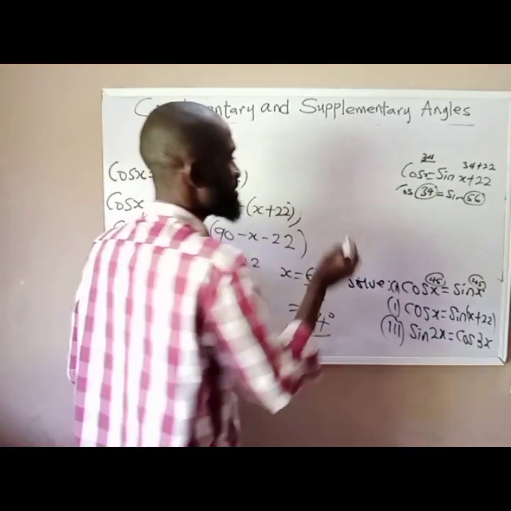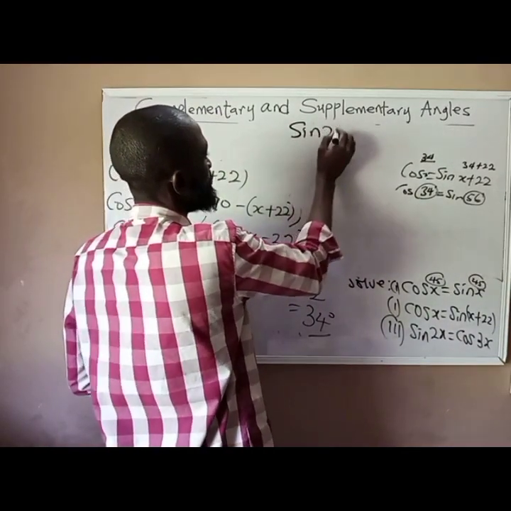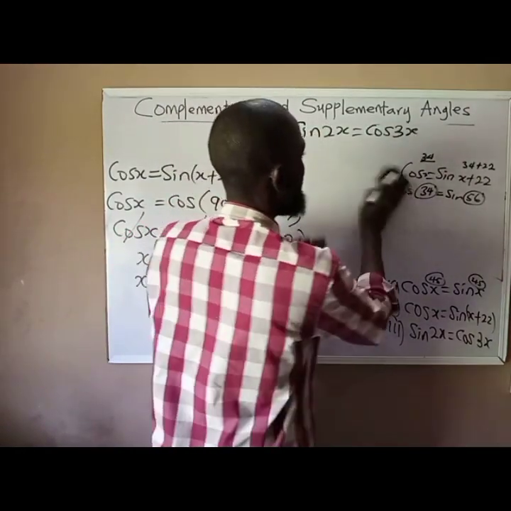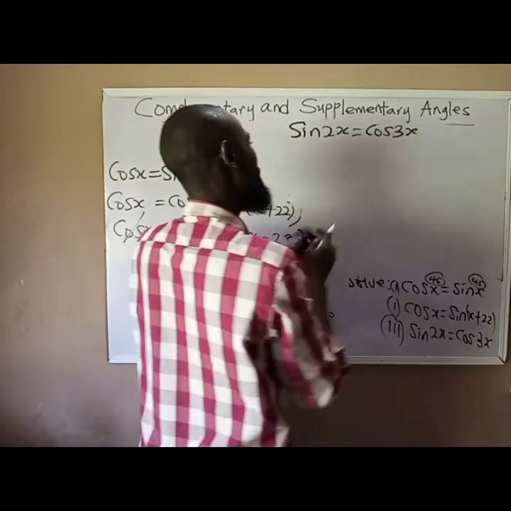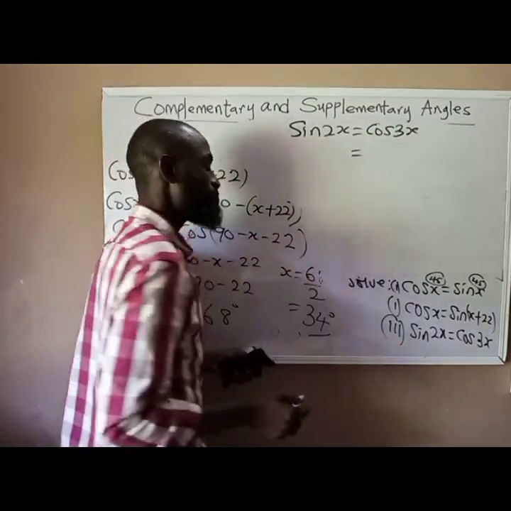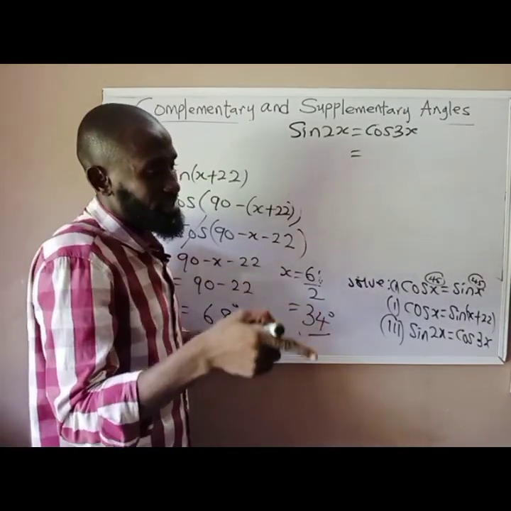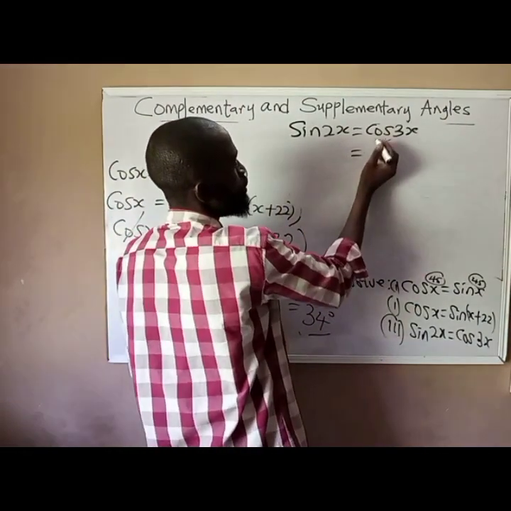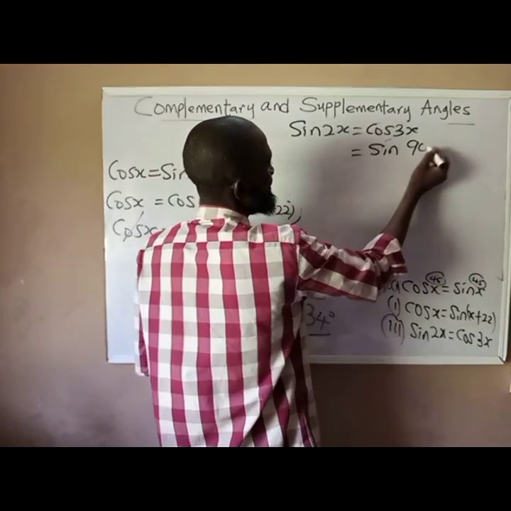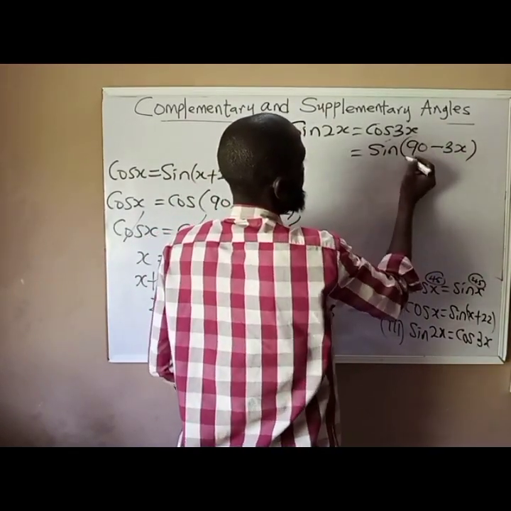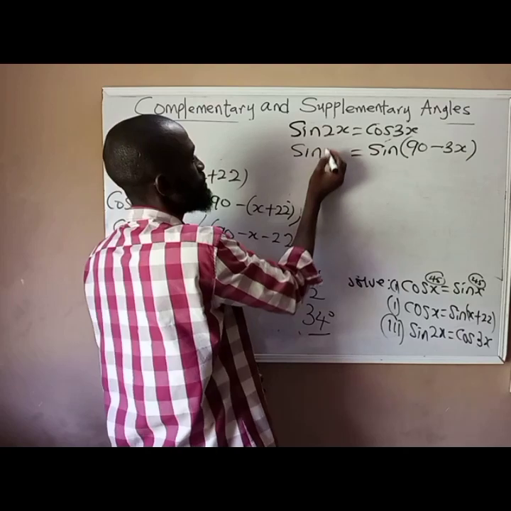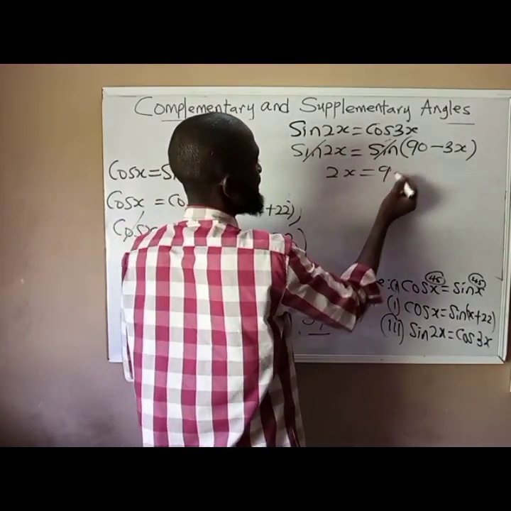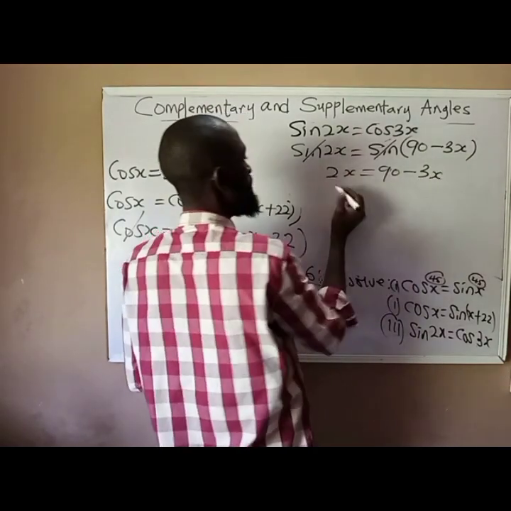Okay, so we have sine 2x equals cos 3x. So let me change this one to sine. I can change any one, but I want to change this one to sine. Cos of something is sine of 90 minus that thing. So here we have 3x, which means this one will be sine of 90 minus 3x, equals sine 2x. Sine will cancel out sine here. We have 2x equals 90 minus 3x.